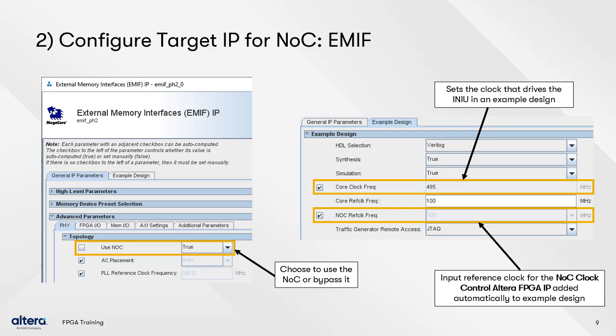On the Example Design tab, if creating an example design, set the core clock frequency parameter to set the frequency of the clock that will drive the traffic generator and the INIU on the fabric side of the NoC. Set the NoC ref clock frequency parameter to match the clock speed set in the NoC clock control IP, discussed later.